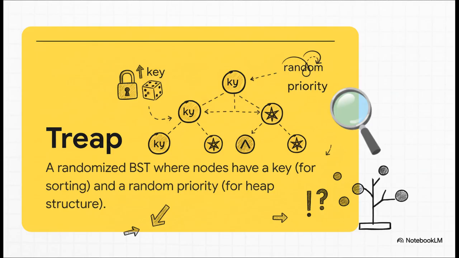Well, it means every single node in the tree is juggling two different values. First, it has a key, and that's what keeps everything sorted, just like in a normal search tree. But it also has a randomly assigned priority. And it's this unique combination of an ordered key and a random priority that really unlocks the Treap's power.